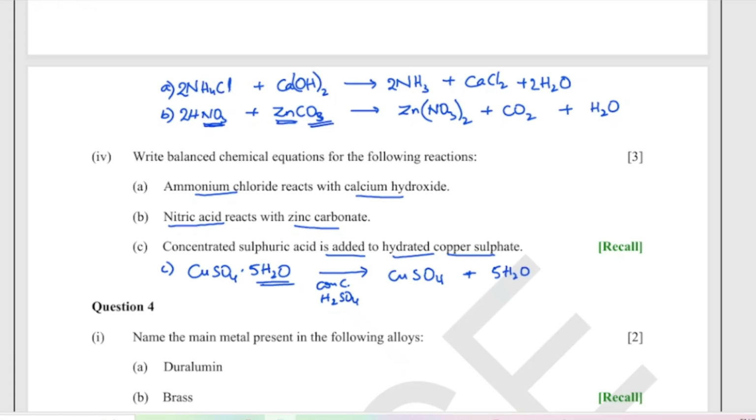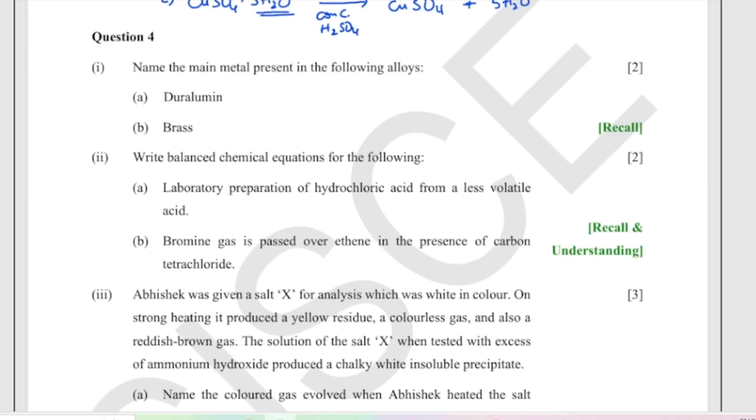So basically this is an example of dehydration reaction. Next, question number 4. Name the main metal present in the following alloys. So duralumin is an alloy of aluminium and brass is the alloy of zinc.